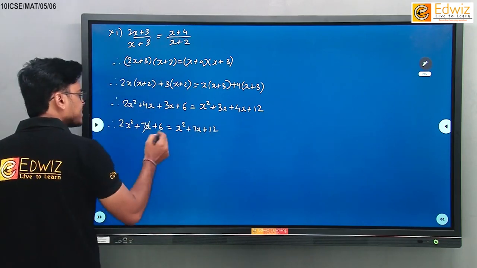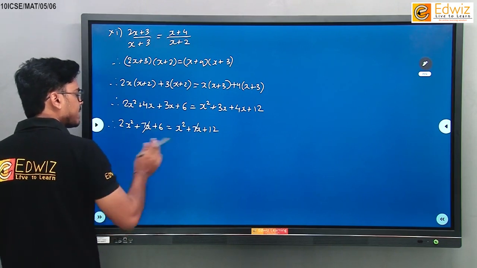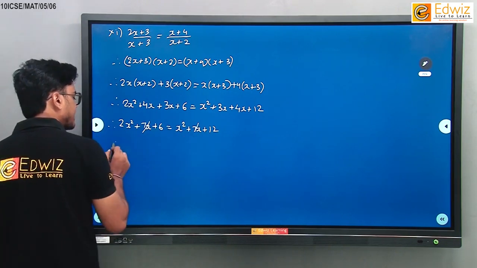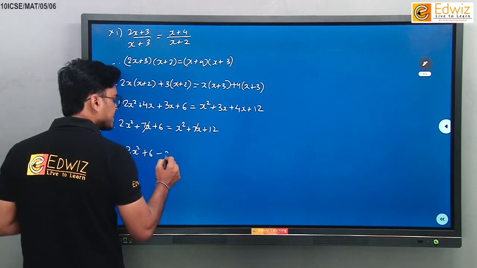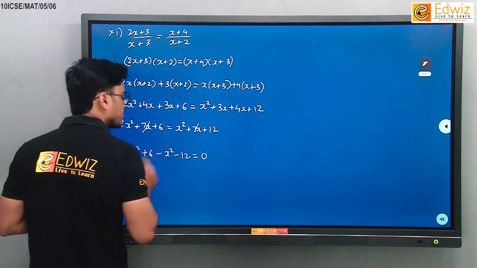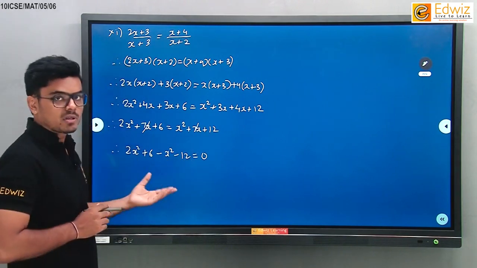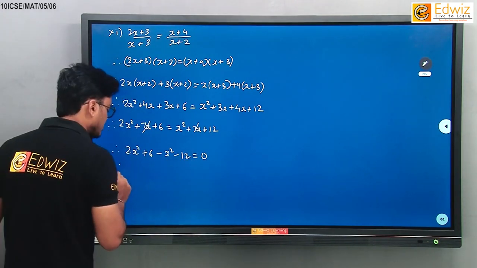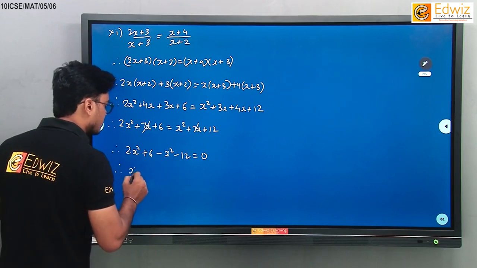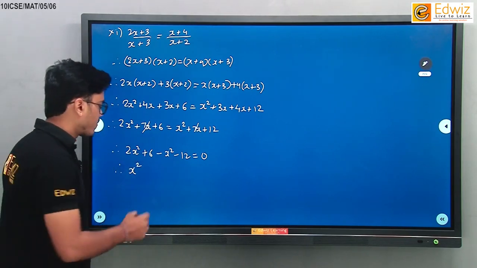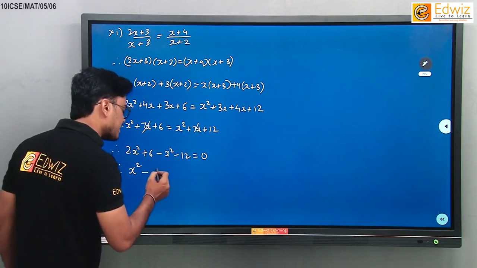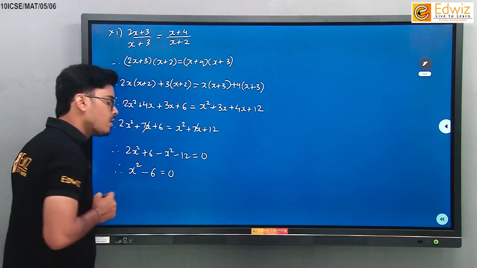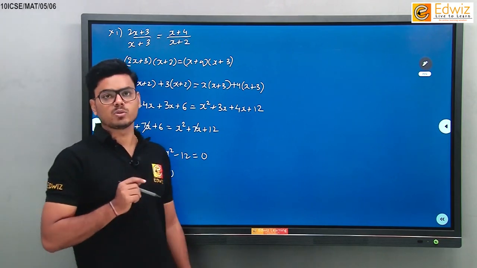You can see 7x is getting cancelled on both sides. Correct? And bring these two terms also on the left side. So the equation becomes 2x square plus 6 minus x square minus 12 equal to 0. Okay? We brought them on the left hand side. So this will become 2x square minus x square minus 6 minus 12 is minus 6, right? So x square minus 6 equal to 0. But we need to use the formula method to solve this.